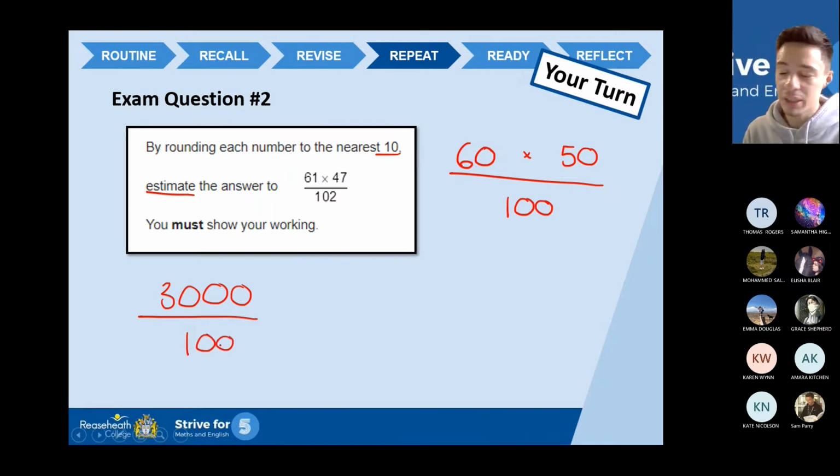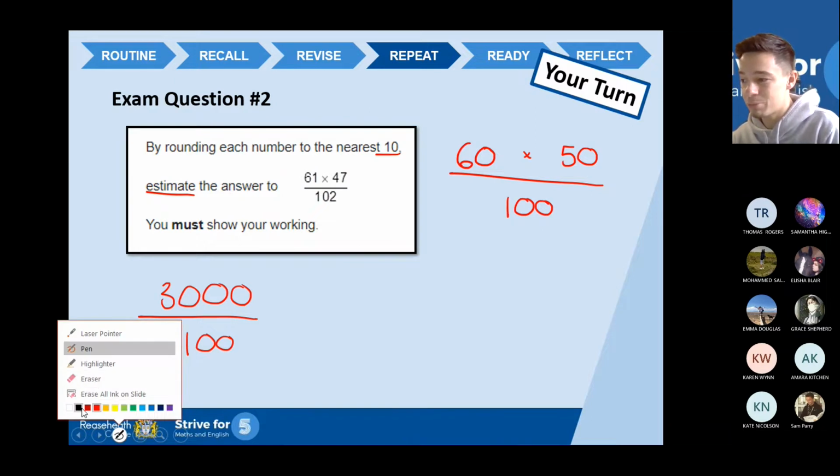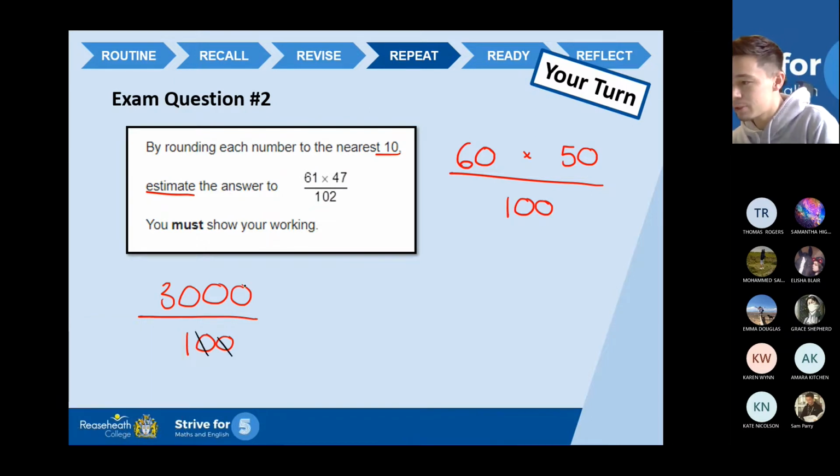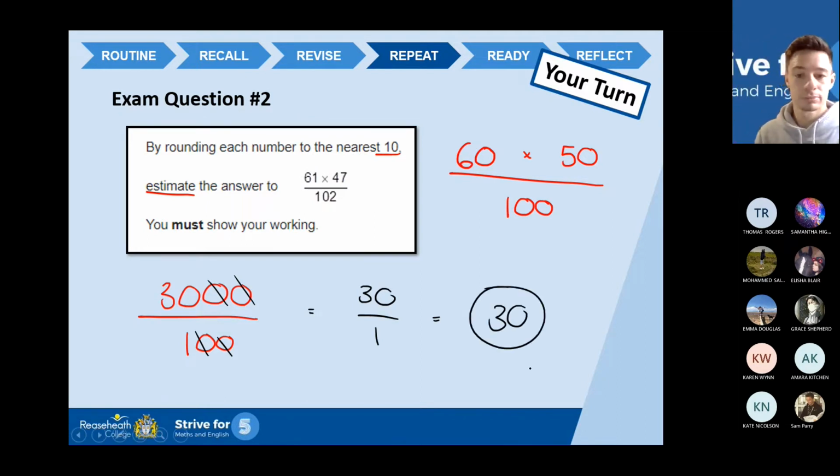And whenever you're dividing and you've got zeros, top and bottom or side by side, like I did in the previous one, they cancel each other out. So we're left with 30 divided by 1, which gives me 30. Ta-da! So that one there, dealing with very big numbers, but by cancelling them out, you're left with a nice sum to do at the end.